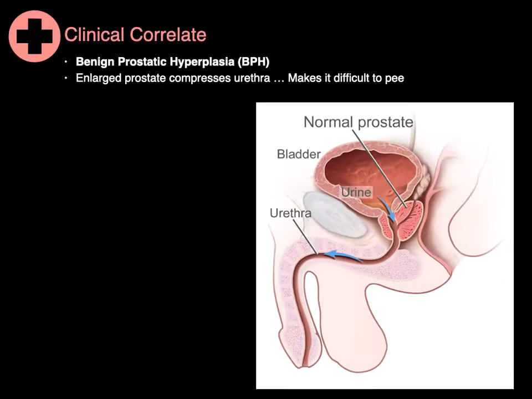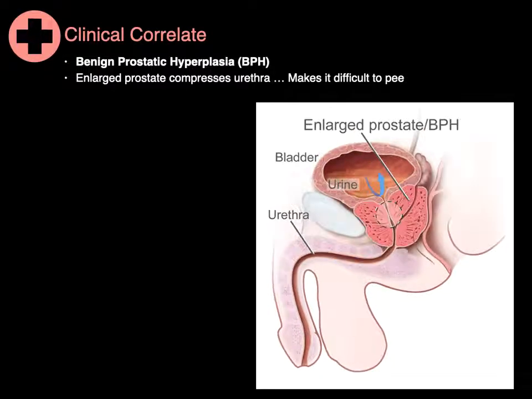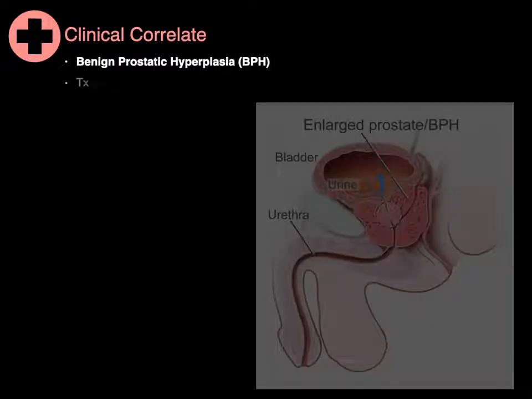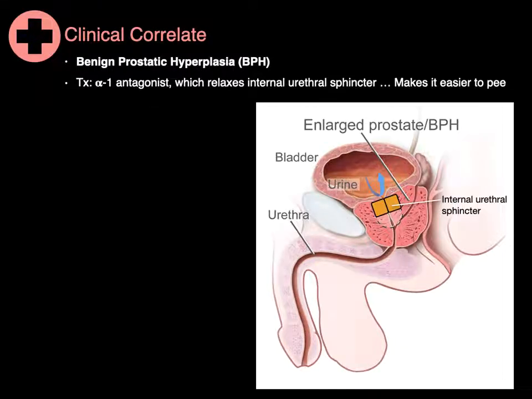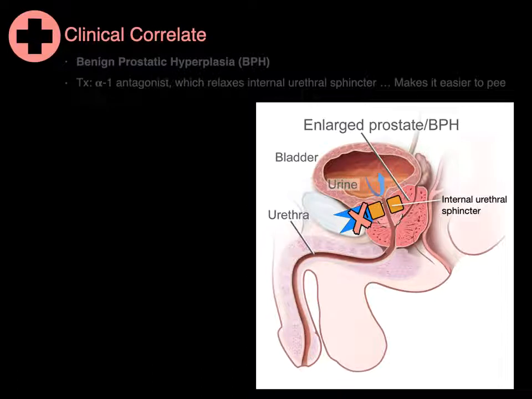In benign prostatic hyperplasia, or BPH, you have an enlarged prostate that compresses the urethra and makes it difficult to pee. Here's the sagittal section of the prostate normally and with BPH. BPH makes it difficult to pee. So a treatment is to give an alpha 1 antagonist, which relaxes the internal urethral sphincter and makes it easier to pee. Here is the internal urethral sphincter. There's an alpha 1 adrenergic receptor, and when we block that receptor, it relaxes the internal urethral sphincter, making it easier to pee.